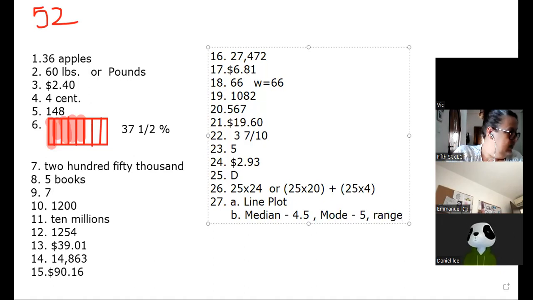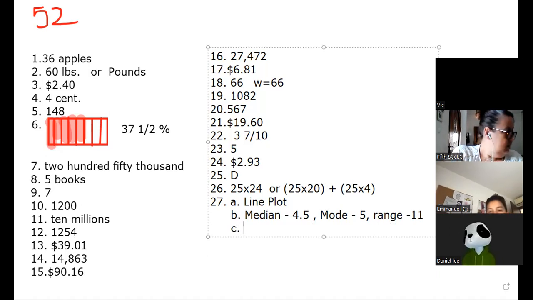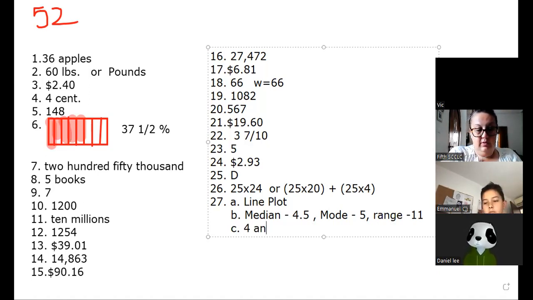Okay, and the range would have been 11. Okay, so median 4.5, mode 5, range 11, and then for C, you needed to have 4 and 5, or you could have said 1 and 2. If you put both of those, that's fine.